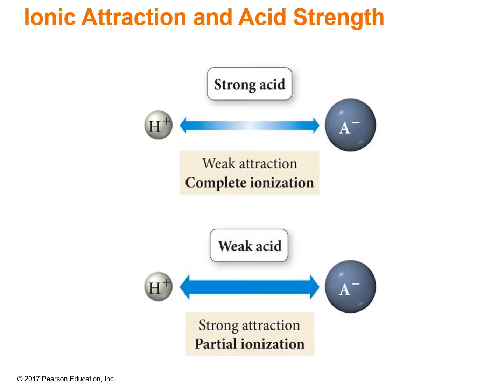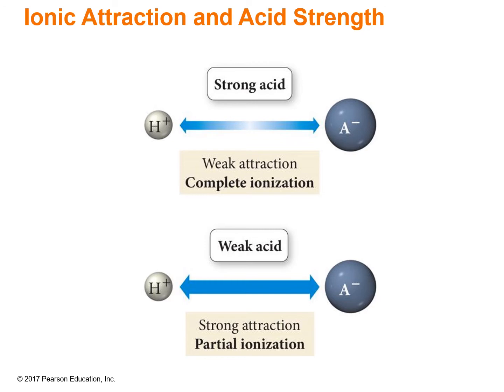And here's a pictorial representation of what we just discussed. Notice we have a strong acid. In the strong acid, we have weak attraction and complete ionization. Why? Because in order to fully dissociate, the species must be weakly attracted to one another. When they're weakly attracted to one another, they're going to very easily give in to the effects that the solution has on breaking them apart.